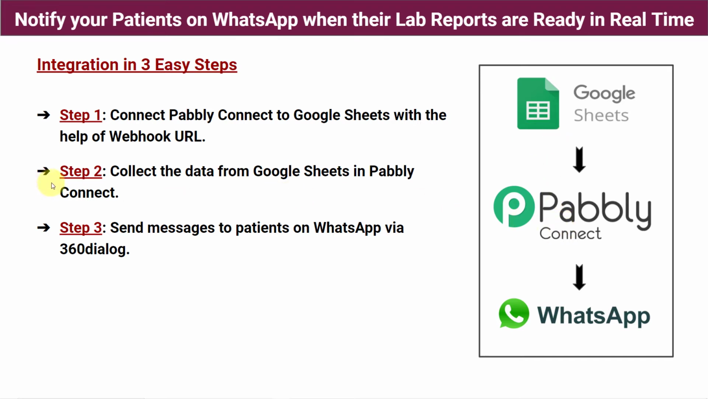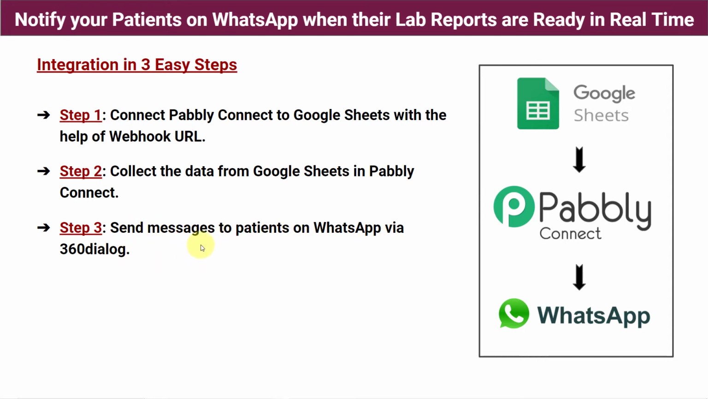Okay. And step 2 is to collect the data from Google Sheets in Pabbly Connect. So in the second step, we'll bring the data from our spreadsheet to Pabbly Connect about the details of the lab report. Okay. And in the third step, we are going to send the messages to patients on WhatsApp via 360 Dialog.